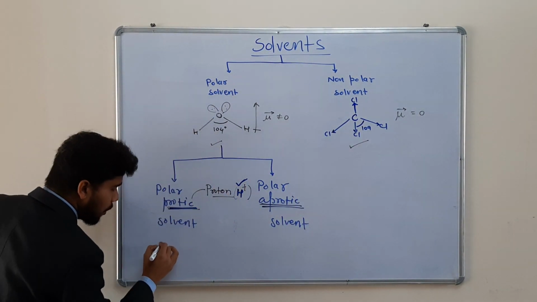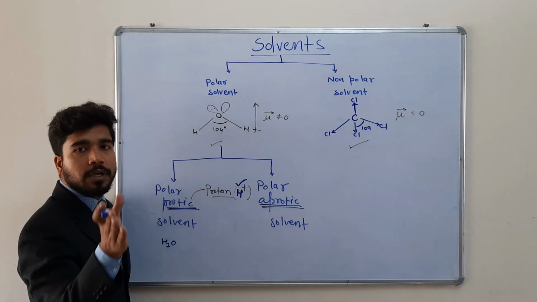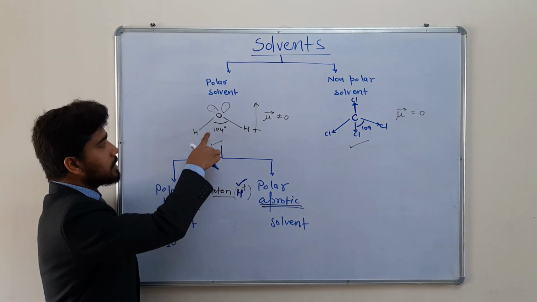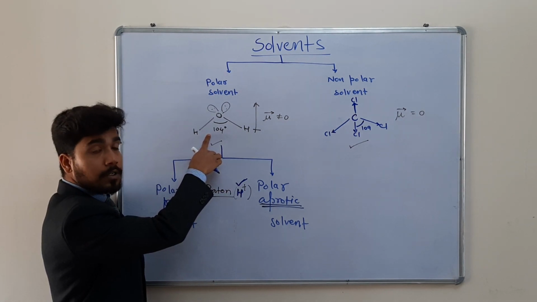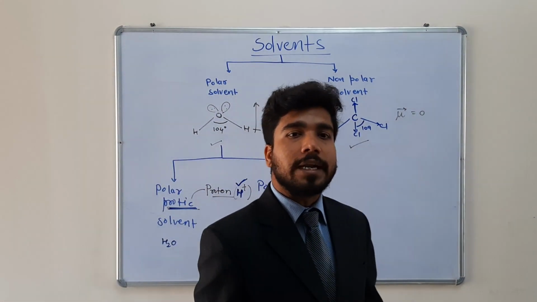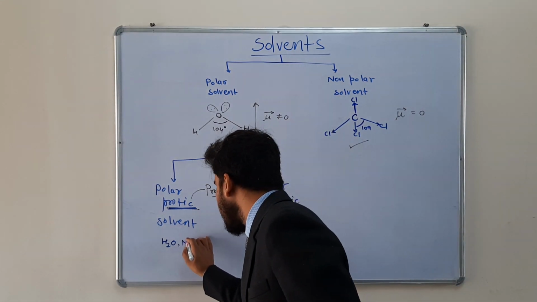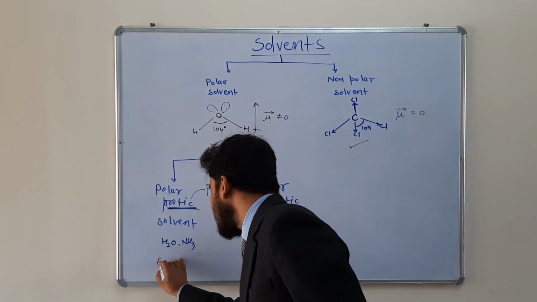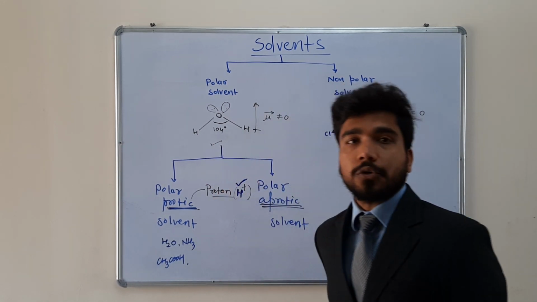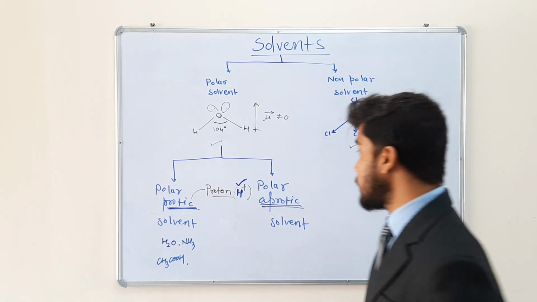Some common examples, like water. You know that water can donate H plus ion and it will get converted into H plus and OH minus. So water has the ability to donate H plus ions, and we have just discussed that water is a polar solvent. If we specify more, water comes into the category of polar protic solvent. Similarly, ammonia. Similarly, acetic acid. These are all polar compounds, but they can also donate H plus ions, so they will be polar protic.